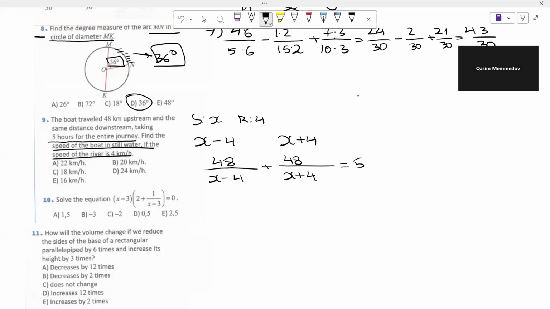We can solve this equation in two ways. First one, we can try the variants one by one and find the answer. Or let's solve this equation.